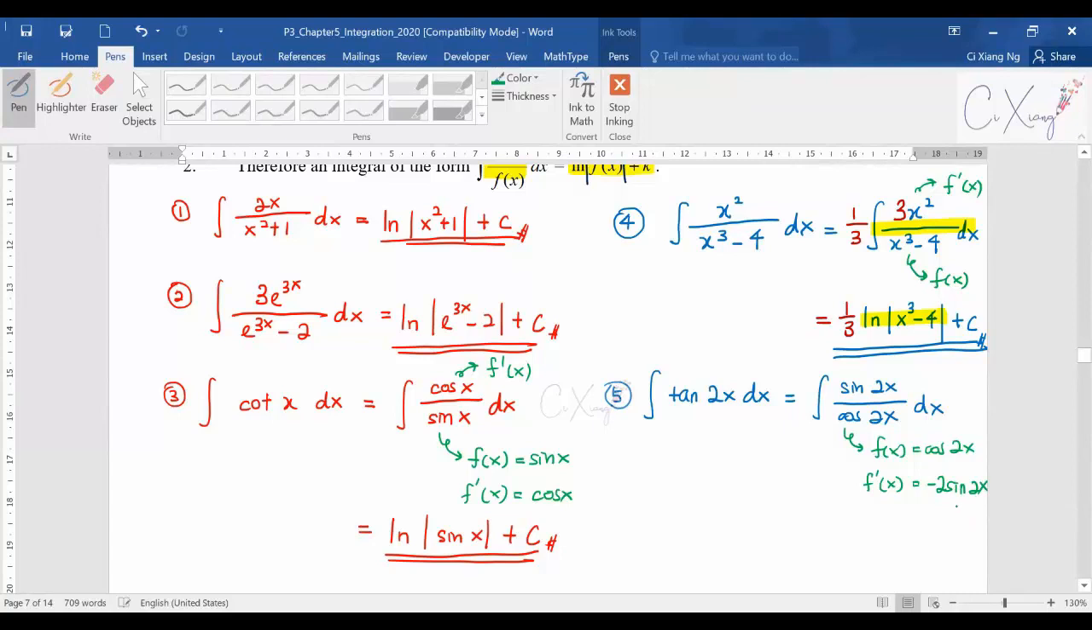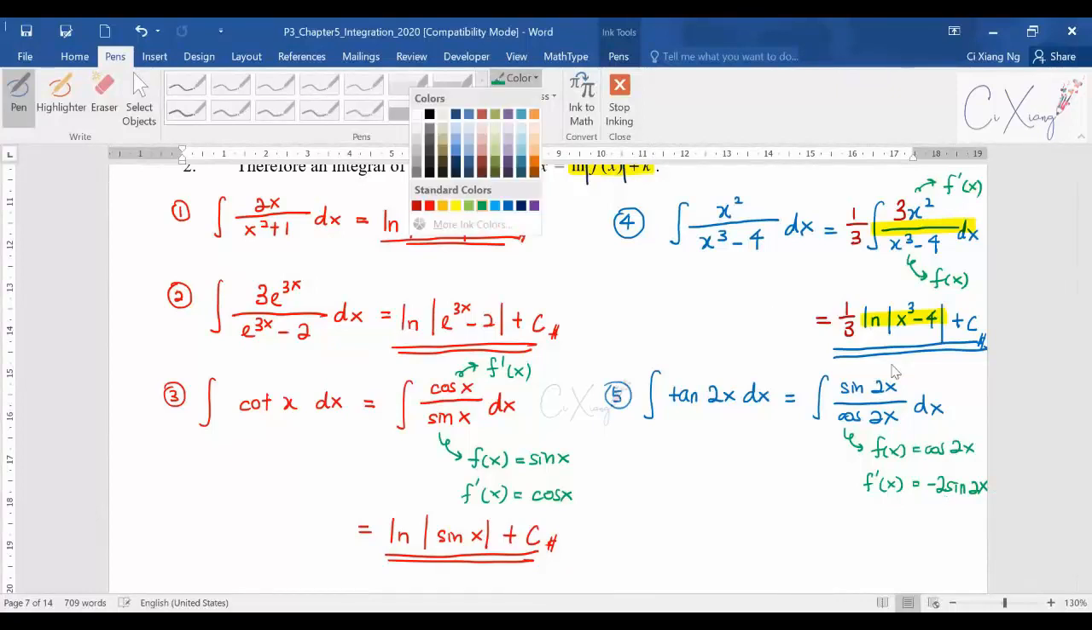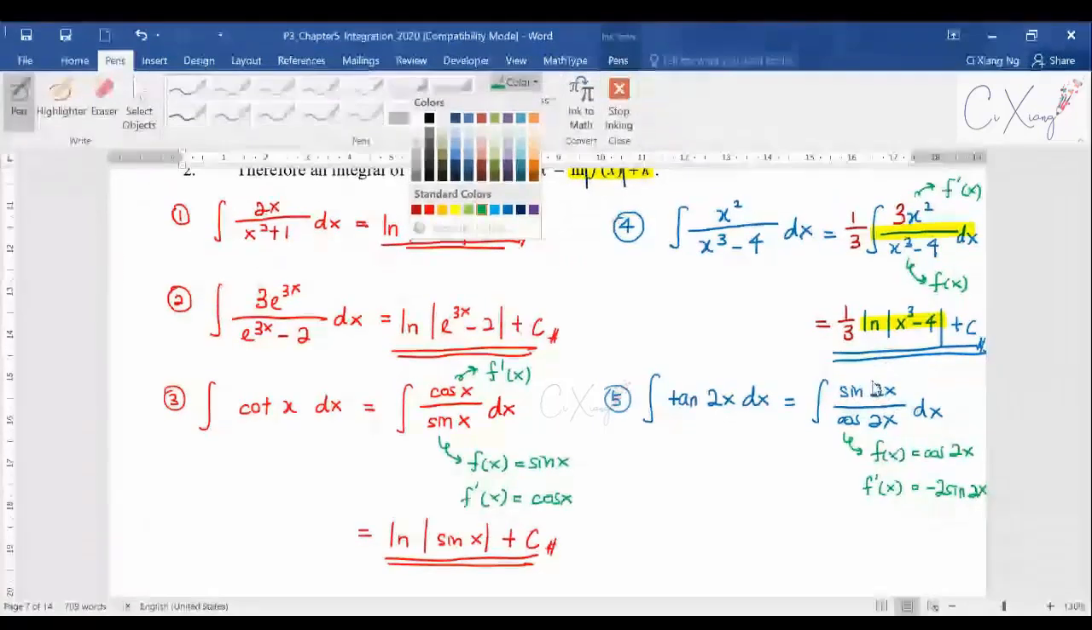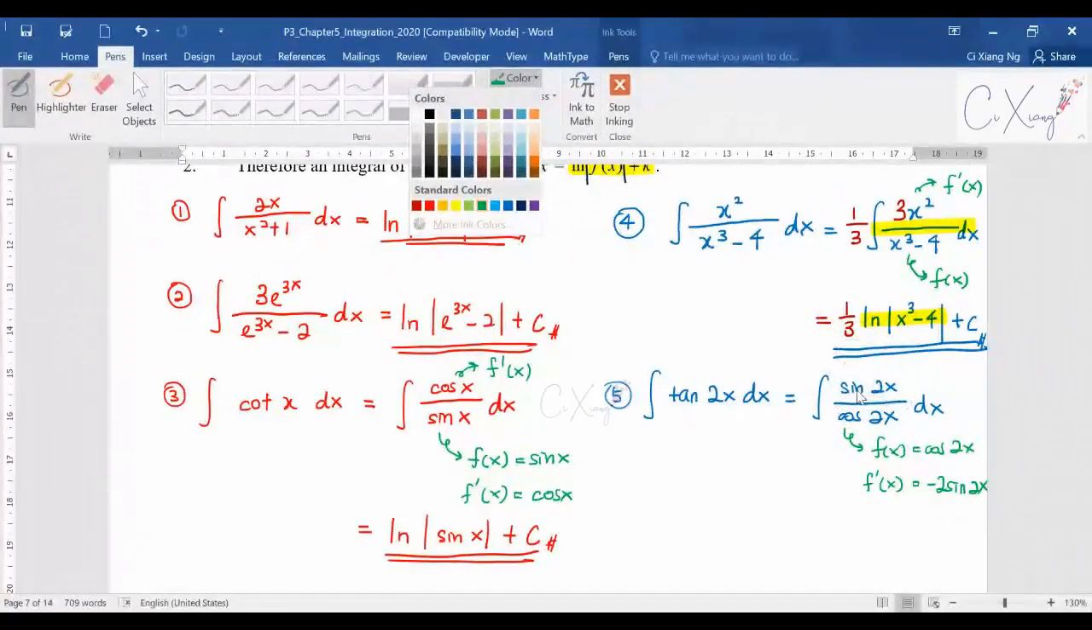Okay, so for those who already forget how to do the differentiation, please make sure that you go back and do some revision on chapter 4 again for the differentiation. It might need some time for you to recall, alright? Okay, so this is f prime x. Then now, if you look at the numerator on top, you have sine 2x only, but you need negative 2 sine 2x, right?